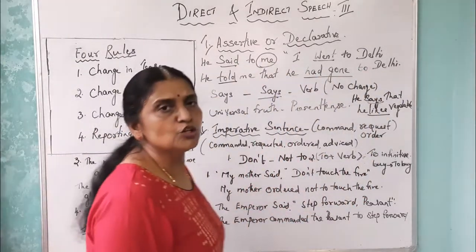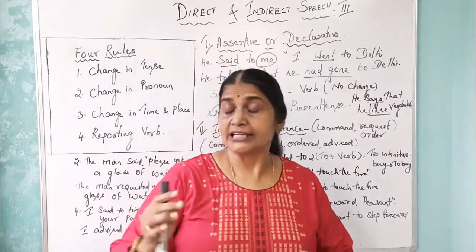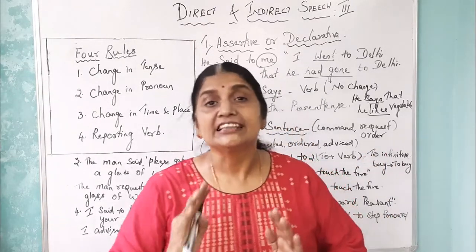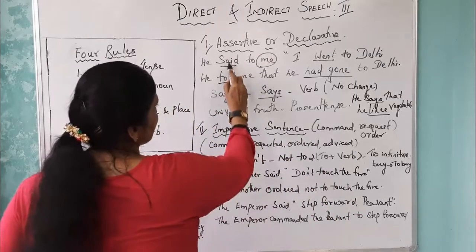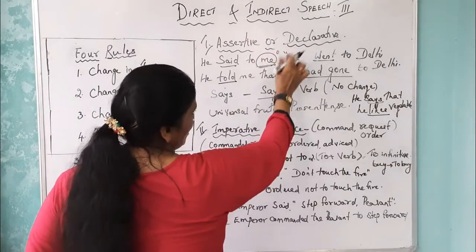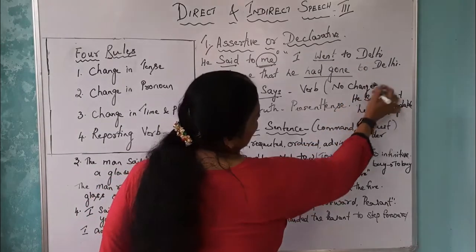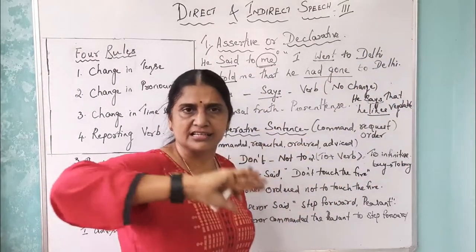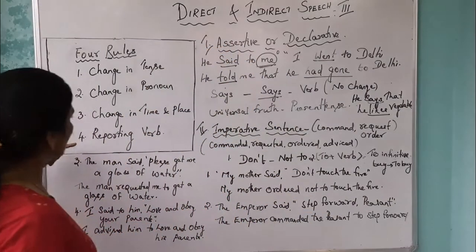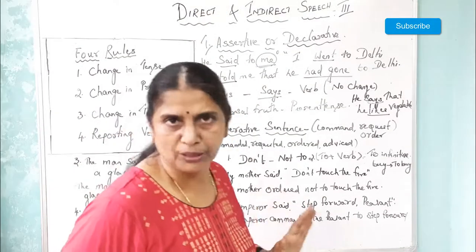That means if at all you get an object, suppose he told Geeta, or he said to Geeta, that means you have to convert it as he told Geeta that, okay. So that said becomes told when you have the object, to me, to him, to her, like that. Suppose if you don't have anything, just like he says the earth is round, that means he says that. You will not put told. Got it? So these are the 3 changes you have to check while dealing with the reporting verb.